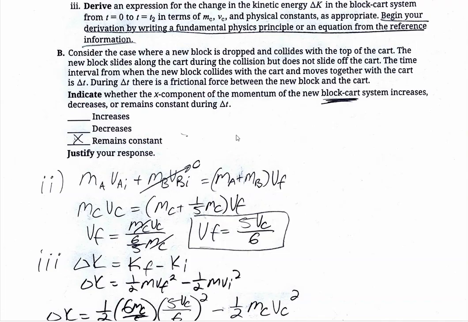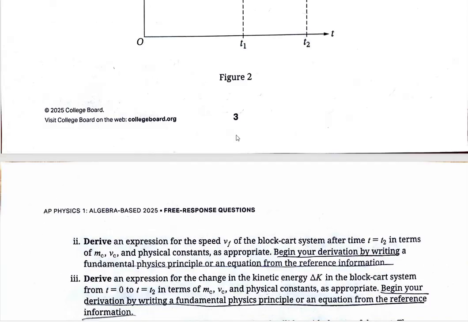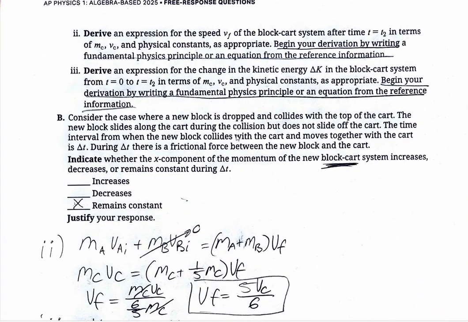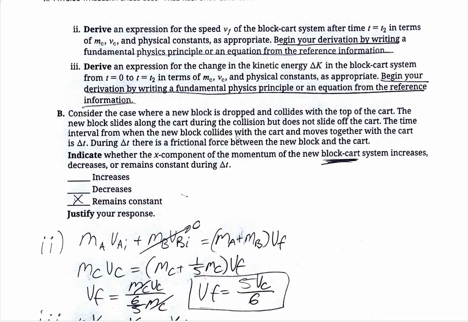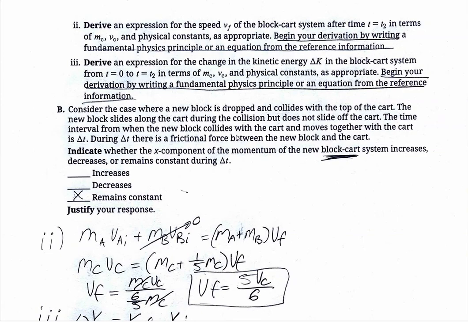Consider the case where the new block is dropped, and this time there's friction, but the block slides a little bit, but it still stays on it. Okay, that's a new question. So again, it's dropped instead of sticking immediately. There's a little bit of a slide between the block and the cart. And is it a cart? Yeah, it's a cart. Sorry, cart and the block. And it slides a little bit, but they still stay stuck together.